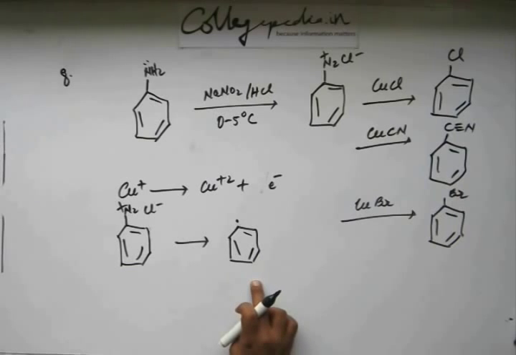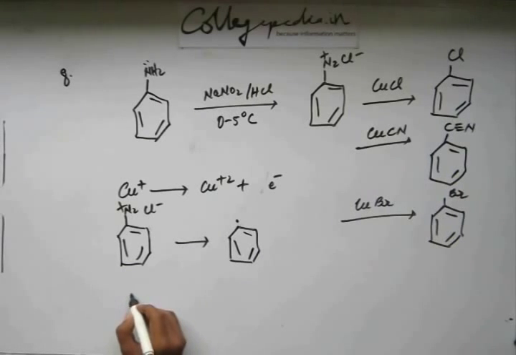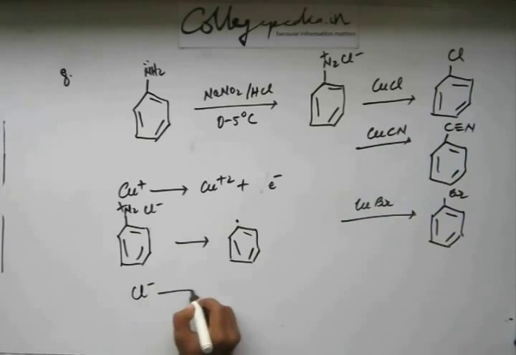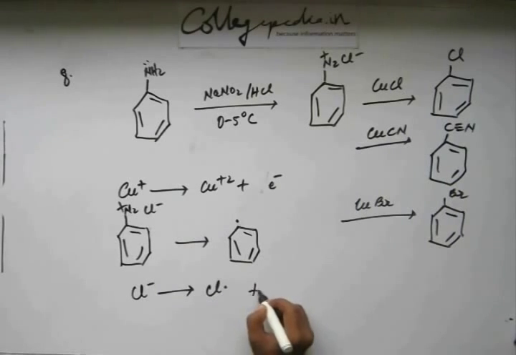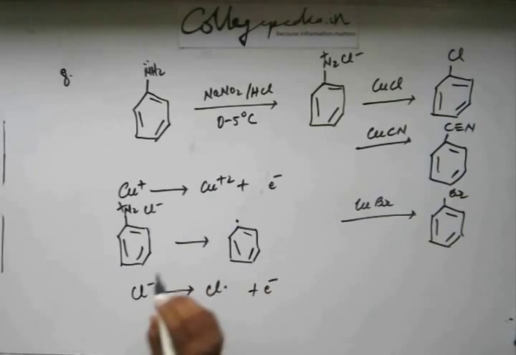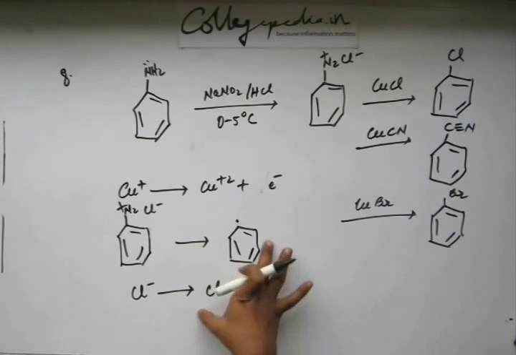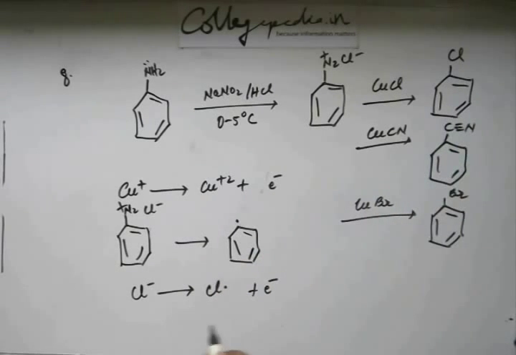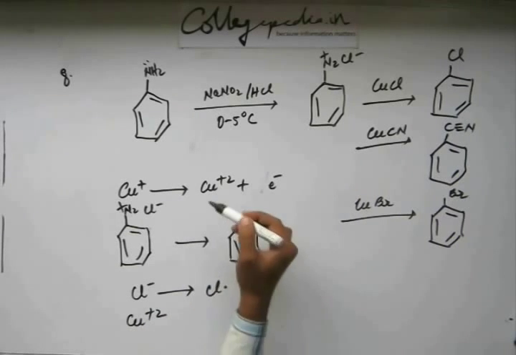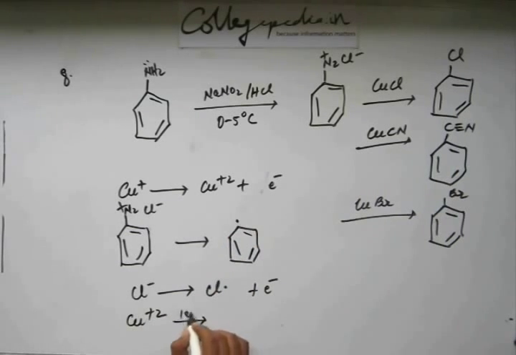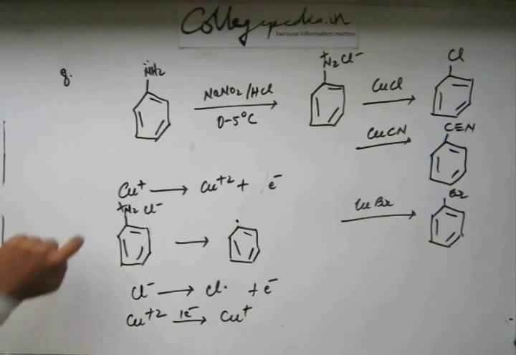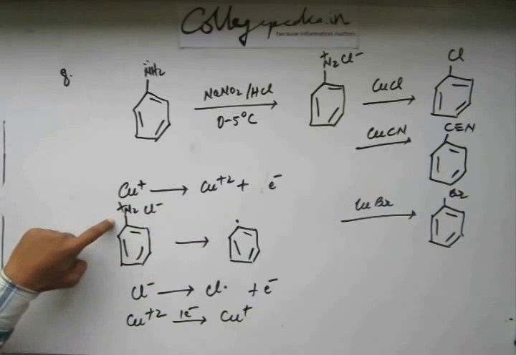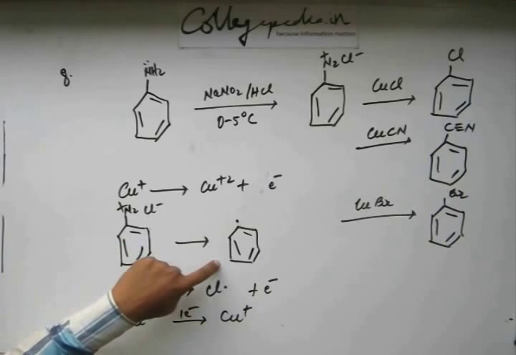Fine. When this reaction completes, now you have a chloride, as you have added this Cl minus here. This chloride ion loses one electron to form Cl dot, and that electron goes again. First of all, this chloride ion and this phenyl free radical will combine to give you the desired product chlorobenzene, and this electron is again going to reduce this cupric ion to cuprous ion. So you had cuprous ion, it facilitated the removal of this nitrogen gas from the salt so that you have a phenyl free radical.